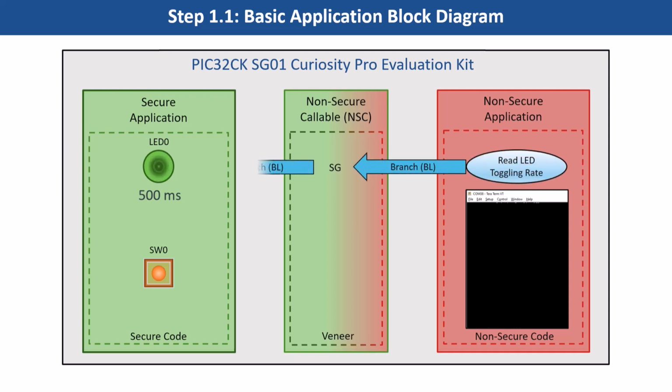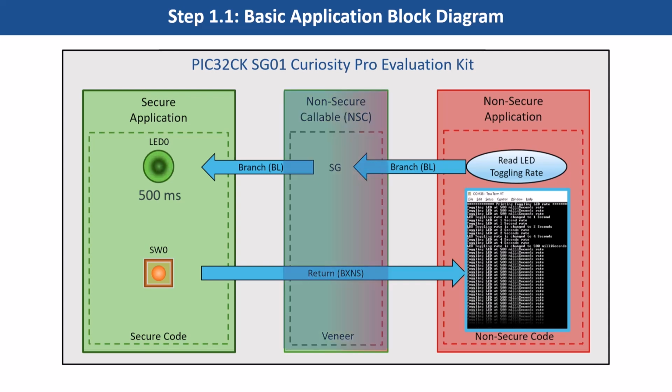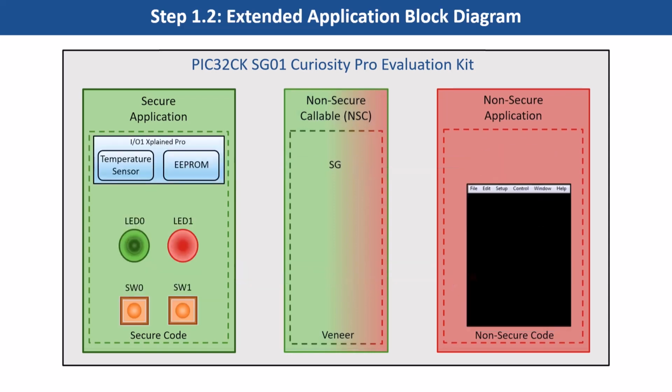The non-secure application requests the secure mode application to read the LED toggling rate and prints it on the serial terminal. The LED toggling rate data is transferred to the non-secure mode application when it requests through the secure application through the non-secure callables. Now, let's see how the extended functionality is implemented.